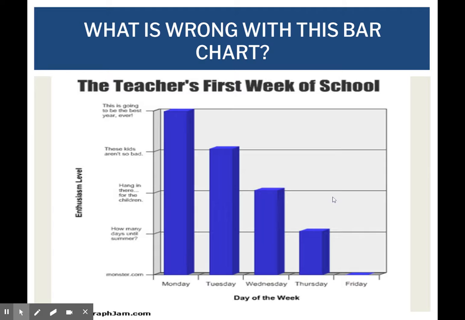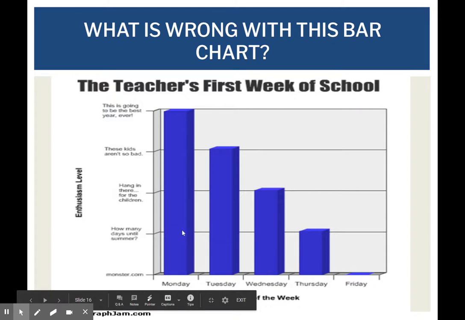If we look at this bar chart, what is wrong with it? Let's start by looking at our x-axis. Not necessarily anything wrong here with our x-axis, because that is an ordinal variable. Days of the week: Monday, Tuesday, Wednesday, Thursday, Friday, Saturday, Sunday. But let's look at this y-axis. So they are looking at enthusiasm level. Well, that's not an interval ratio. It could be ordinal, but not interval ratio, because there is no concrete difference between 0 and 1, 1 and 2, 2 and 3, and so on.